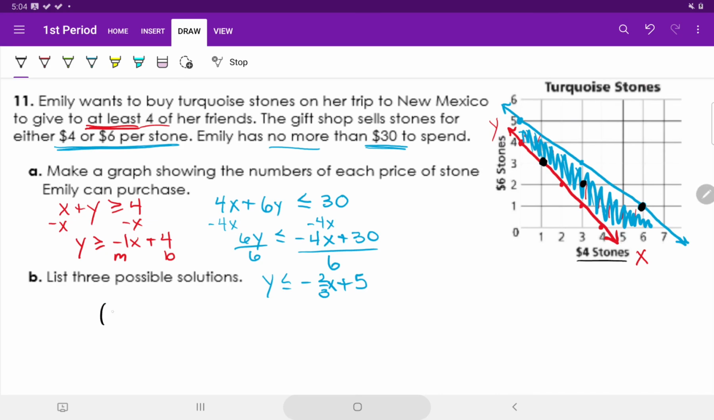She can buy 1 $4 stone and 3 $6 stones. Or she could buy 3 $4 stones and 2 $6 stones. Or she could buy 6 $4 stones and 1 $6 stone. These are all possible solutions. There are many more possible answers, so your answers could have been different from mine for part B. But as long as your points are somewhere in this region, your points are correct. And that's a wrap.